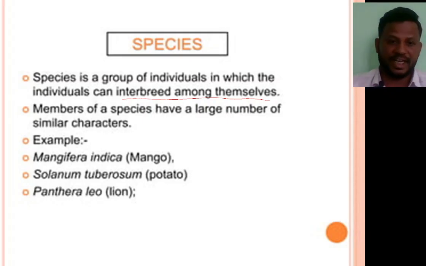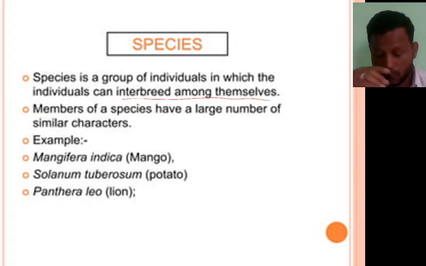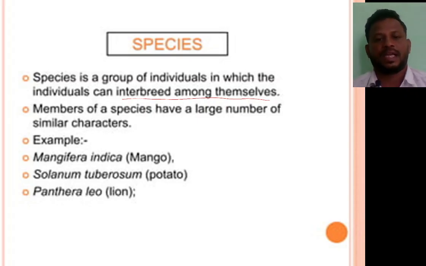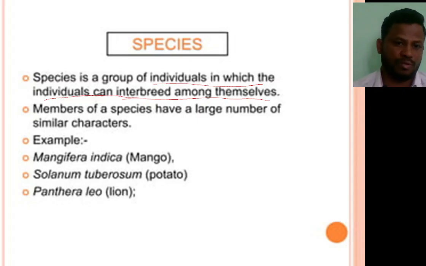That is a different category. In the cat only, the wild cat is different, the big cat is different, and the domestic cat is different, okay? Totally we can say them as cats that interbreed among themselves. It means the species definition is: species is a group of individuals in which the individuals can interbreed among themselves only.